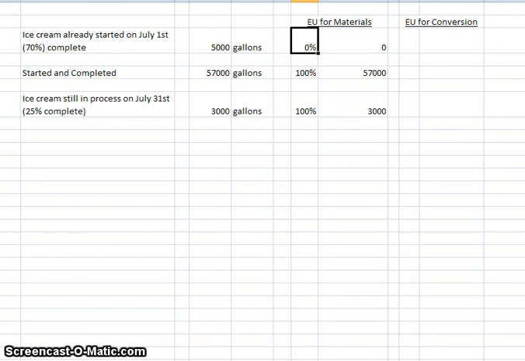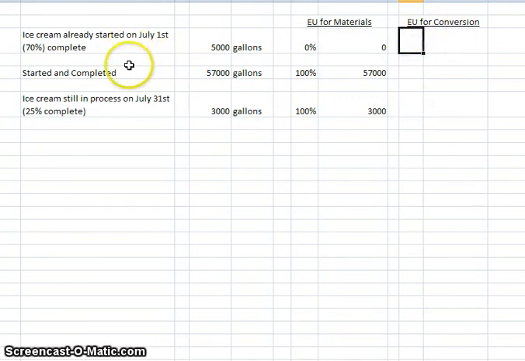Okay, now let's look at the conversion cost, because this is where it gets a little bit trickier. For the ice cream that was begun on July 1st, it was already 70% complete. If you go back to what I was saying before about the hours, if it takes 10 hours to complete ice cream, it's already had 7 hours in the process at this point. So now it's July 1st, and you want to finish that ice cream first. If it takes 10 hours for the process, and it's already 7 hours in, then it would be another 3 hours to finish the process, right?